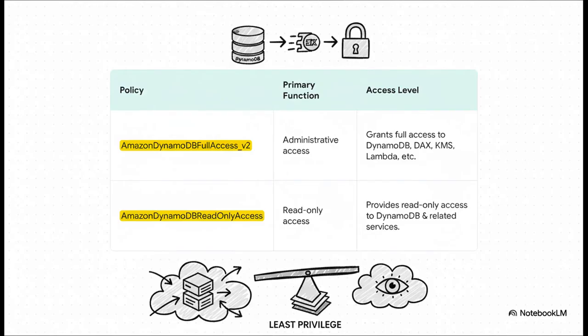And check out the scope here on these AWS managed policies. The full access v2 policy doesn't just give you access to DynamoDB. It's smart enough to know you'll probably need DAX for caching or KMS for encryption, so it includes permissions for those too. Same with read-only access. It lets you see into those related services, which is crucial for things like monitoring. Choosing the right one is your first big step in applying what we call the principle of least privilege. Only give the permissions that are absolutely necessary.